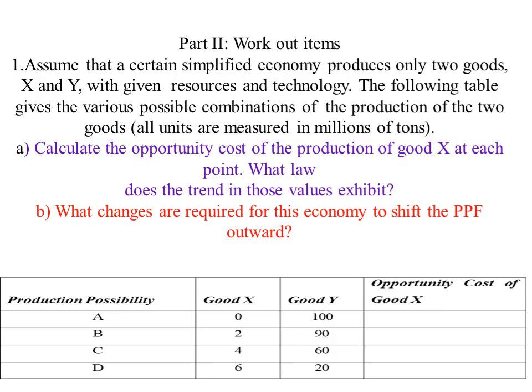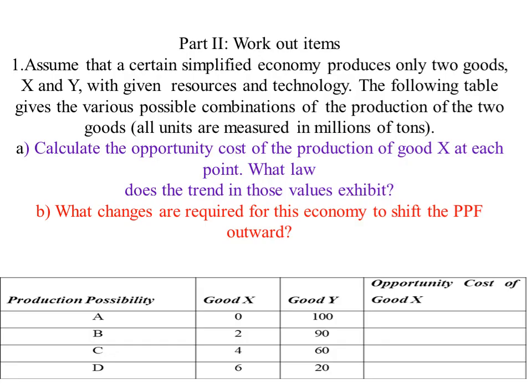The other part is the workout items. As you'll see from this, assume that a certain simplified economy produces only 2 goods, that is good X and Y. You can take apple and banana or others. The resource and the technology are given. The following table gives the various possible combinations of the production of the 2 goods. All units are measured in millions of tons.